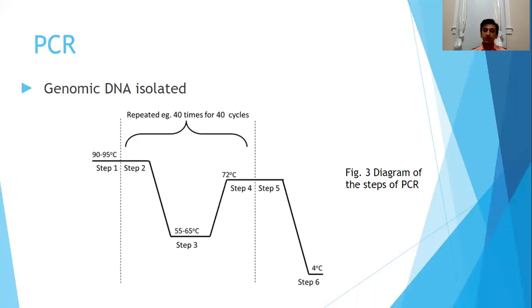electrophoresis. As you can see in this diagram, these are the repeated cycles for when the samples were loaded into the PCR machine. They are repeated 40 times for 40 cycles and vary between the temperatures in each of 6 steps.